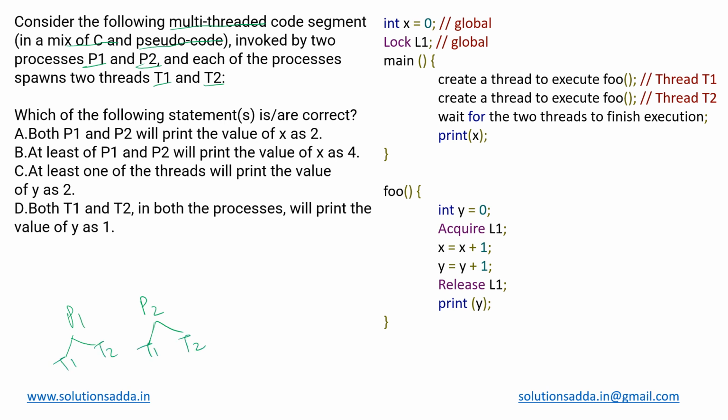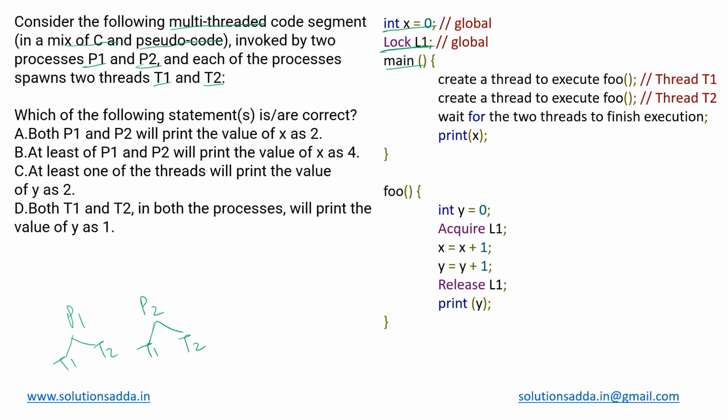So now what they are saying, which of these statements is or are true regarding the value being printed by this program. So let us have a look at this code. It is declaring a global variable X initialized to 0. And then there is a lock L1 that will be used as the synchronization mechanism.